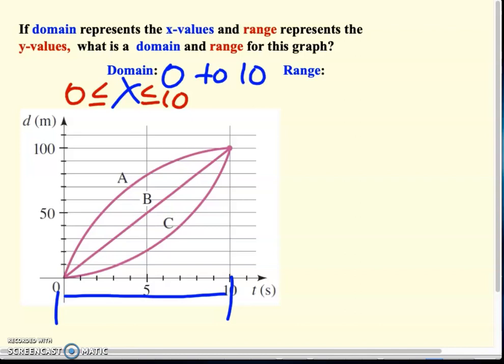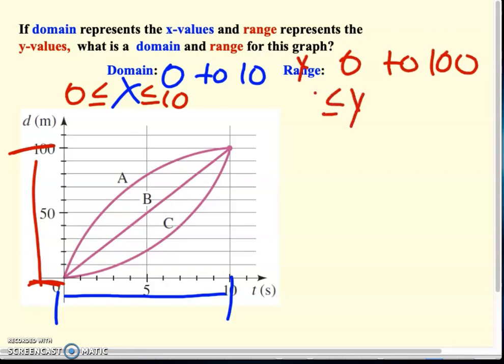Range is y value. Range was, in this case, distance, how far we ran. But it was a 100-meter race, so we could say range was 0 to 100. But range are y values, so we could say that our y sits between 0 and 100. So when you're asked to do domain and range, I'm okay with the word model, from where to where. If you like the inequality model, that's fine too. But just to recap from yesterday, what do we call domain and what do we call range? Domain is x, range is y.